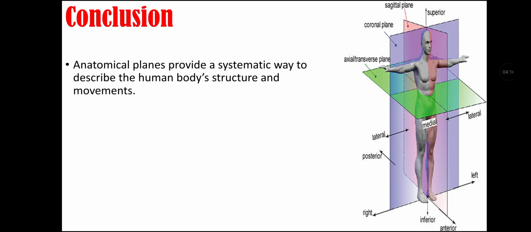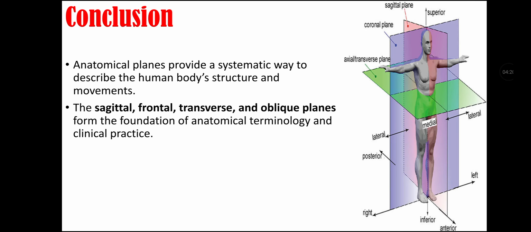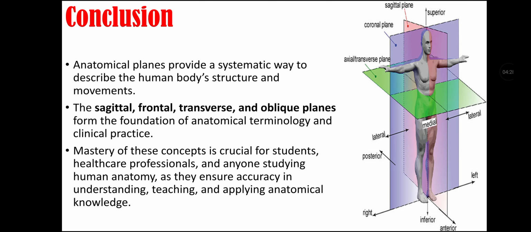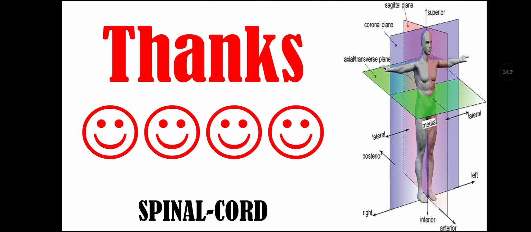Conclusion of this lecture video. Anatomical planes provide a systematic way to describe the human body structure and movement. Sagittal, frontal, transverse, and oblique planes form the foundation of anatomical terminology and clinical practice. Mastery of these concepts is crucial for students, healthcare professionals, and anyone studying human anatomy, as they ensure accuracy in understanding, teaching, and applying anatomical knowledge.